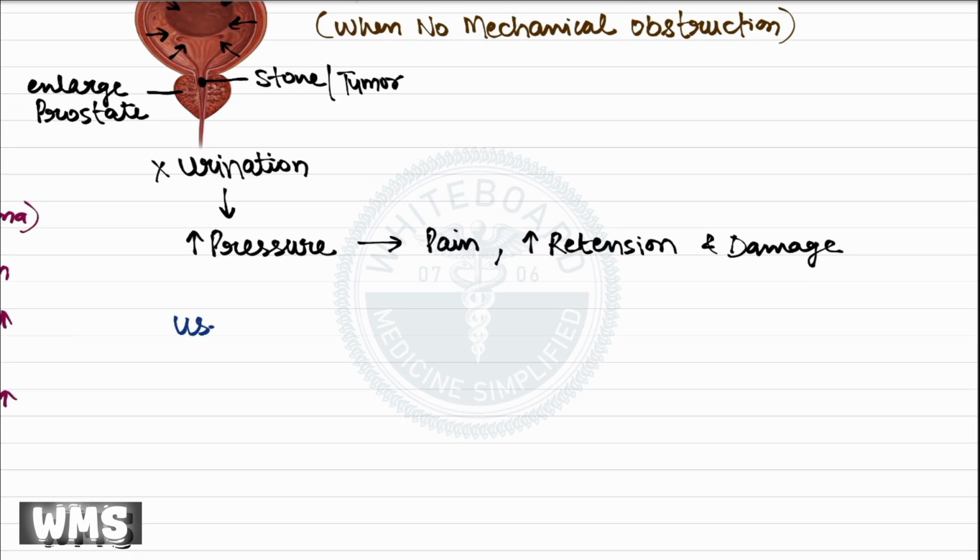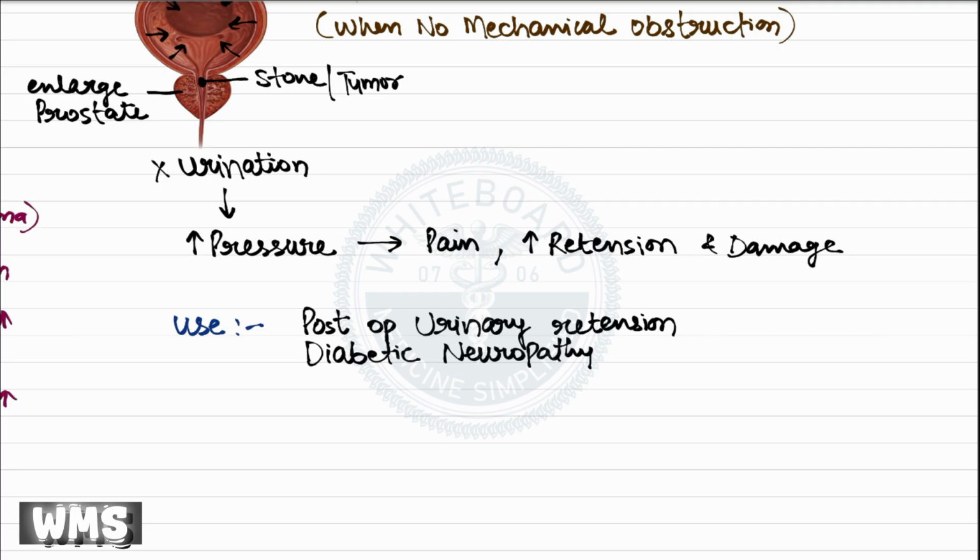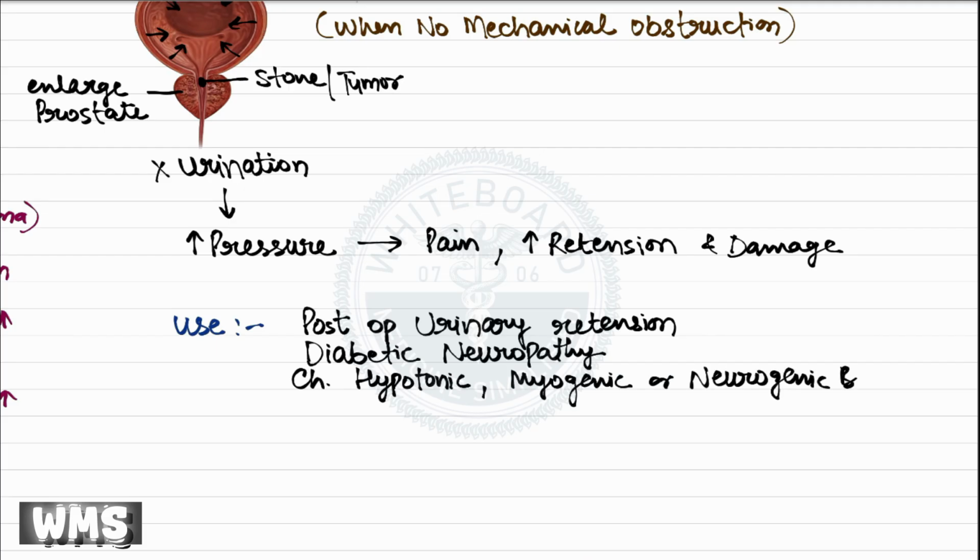Clinically, Bethanechol may be used in situations such as post-operative urinary retention, diabetic autonomic neuropathy, and certain cases of chronic hypotonic, myogenic, or neurogenic bladder. In such patients, Bethanechol can help restore bladder emptying and may even avoid the need for catheterization.